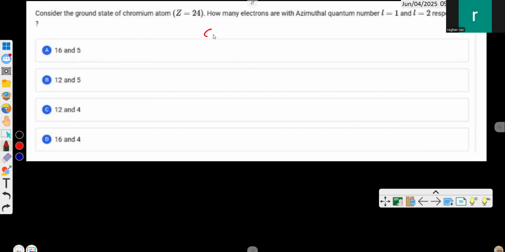So chromium, as I have taught you, it will have an abnormal configuration. The configuration, if you write, you will be writing something like this: 3s2, 3p6, 4s2, 3d4. This is what you write normally. But the thing is, chromium will have an abnormal configuration. It will be something like 4s1 and 3d5 because the half-filled d subshell is stable.